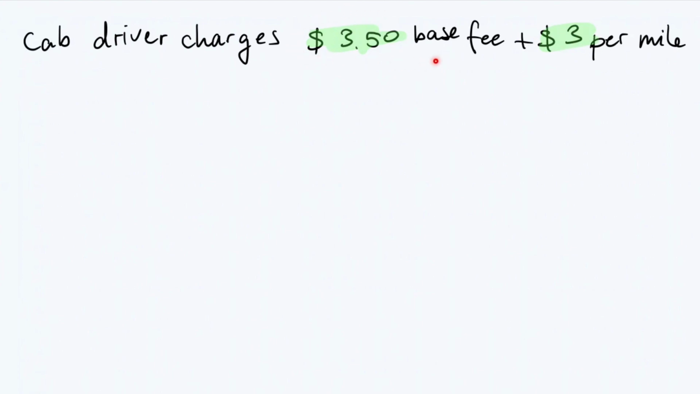The base fee never changes. We don't need to substitute it by a letter. The $3 is also going to be a constant. It's always going to be $3 per mile, but the number of miles, the distance traveled, is going to be a variable. So let's use D for distance, and we're also going to be interested in the price. The price is the other variable. Let's use P, which will change with the distance.